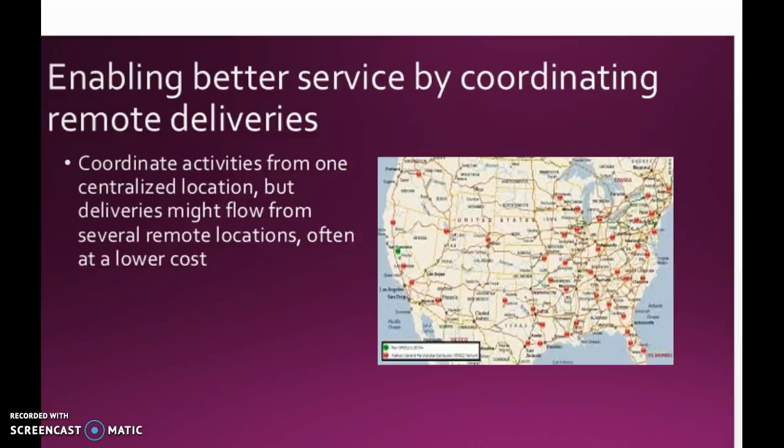Another impact that IT has had on business is improved service by coordinating remote deliveries. Companies may be geographically scattered but remain coordinated through a networked system that provides better service for customers. This translates to businesses coordinating activities from one centralized location, but their deliveries flow from several remote locations, saving time and money. The picture here is of Walmart's distribution centers.